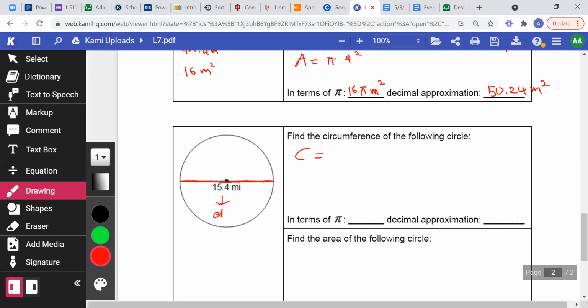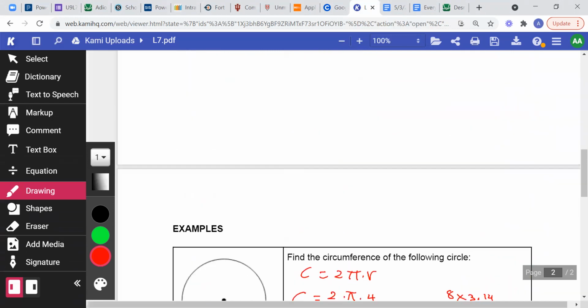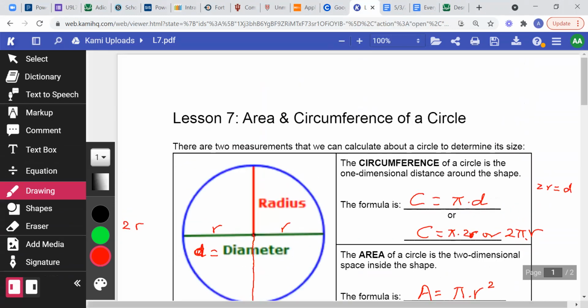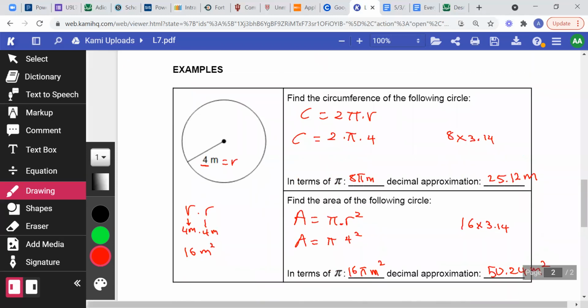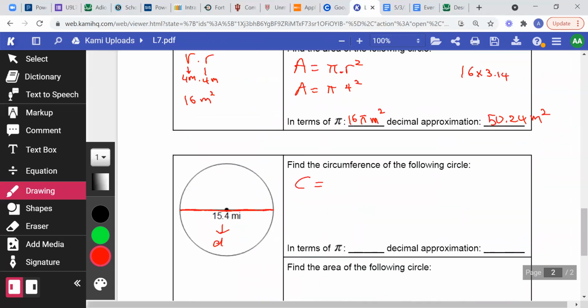So we know we have two formulas for circumference. At the beginning, we said it's either pi times diameter or 2 pi r. When you know the diameter, just multiply by pi. But when you know the radius, multiply the radius by 2 and then multiply by pi. Simple as that. So here, since we know the diameter, we don't have to stress ourselves, just take pi times diameter.